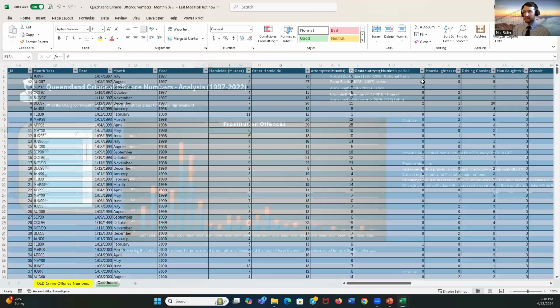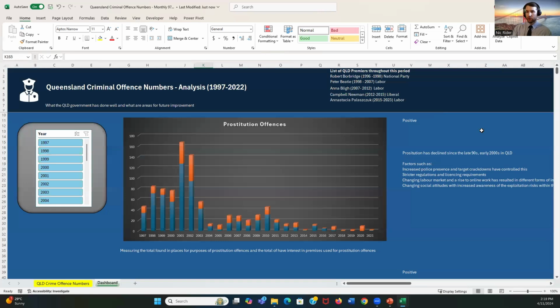All right, so now to the fun part. We come to our Excel dashboard with our data set. So Queensland criminal offences, offence number analysis. We've got here the list of premiers up here again. For those of you who don't live in Queensland and just want a bit of an idea as to who these people are, for the large portion of the data that we're analysing, the Labor government was in power.